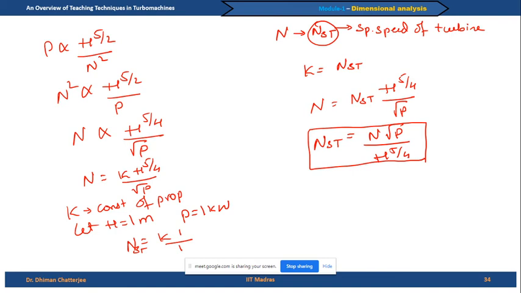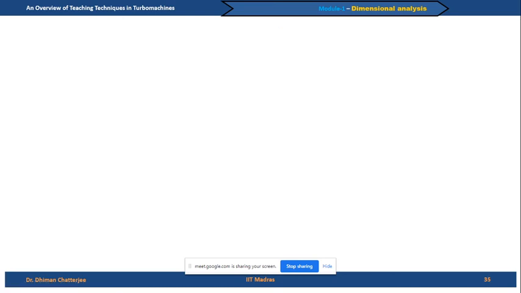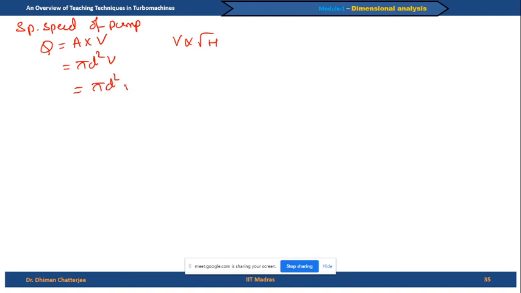Any doubts for anyone? No, sir. Is it clear? Clear, sir. I'll just go for the specific speed of pump as well. The Q is given by what? Let's finish off this hand in hand. A into V. This is specific speed of pump. Q is given by A into V. So A is what? Pi by 4 d square. And we have the same thing, that V is directly proportional to root h. So for that reason, pi d square root h.